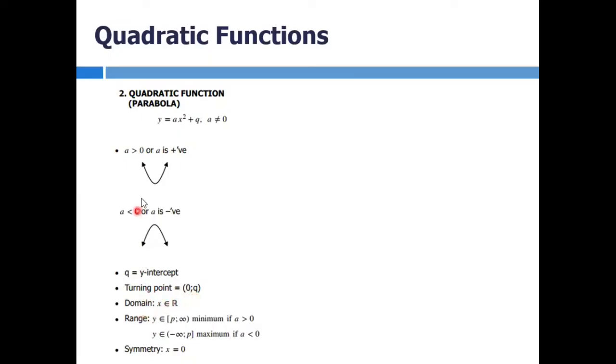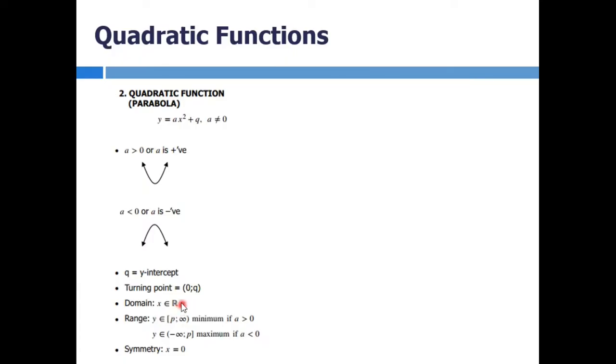Your domain, you can see this graph has arrows on the end, and it's forever and ever getting wider and wider and wider. So if I think about my domain, which is all my x values, it's going to just carry on getting bigger in both directions. So it's absolutely every x value is an option. Okay, so that's why they said x is an element of reals.